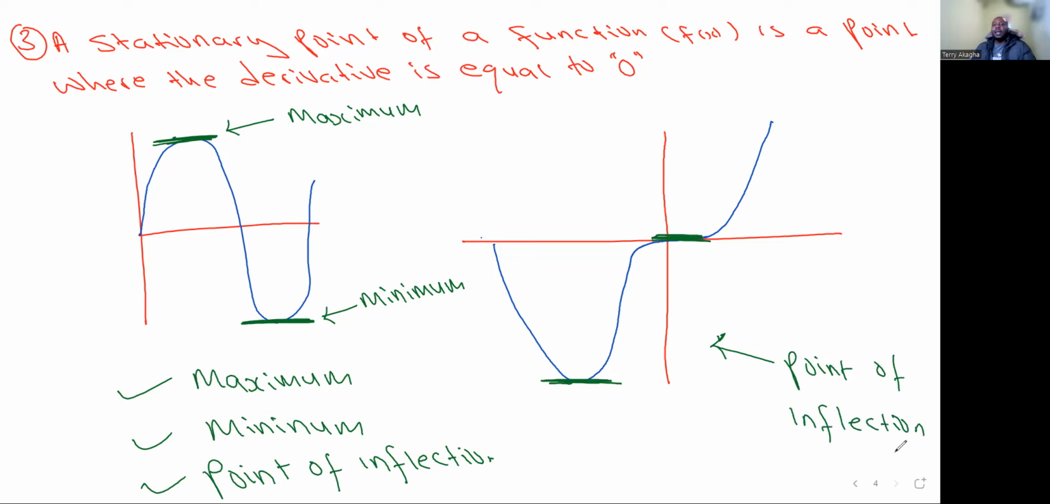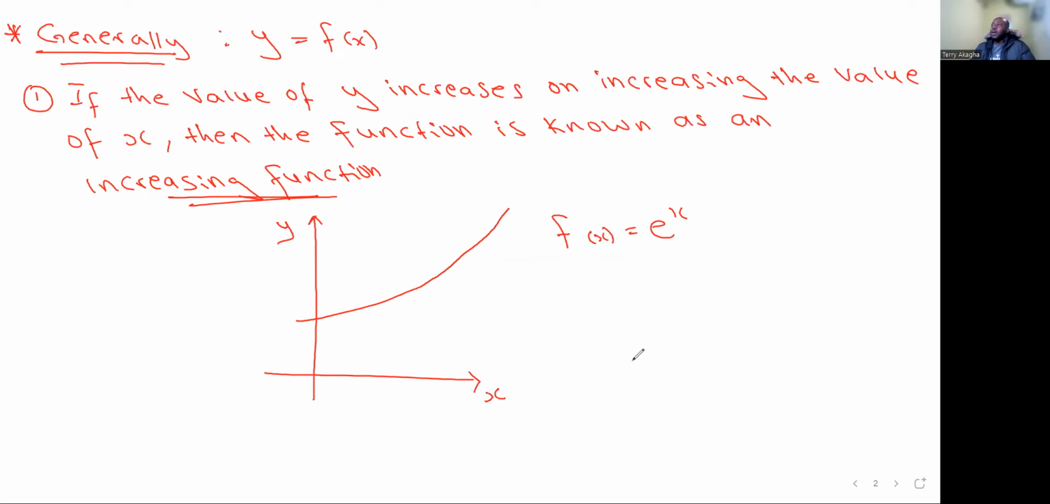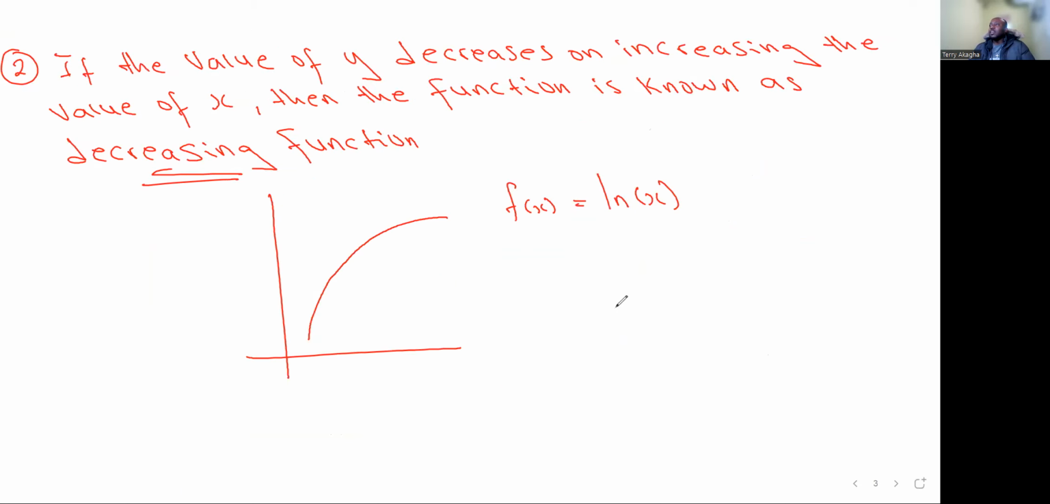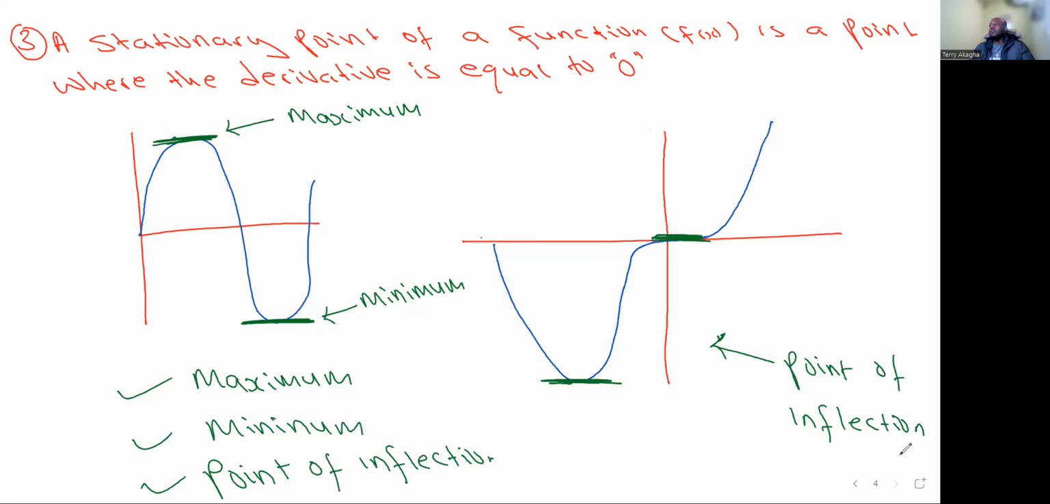All right, and that is that for that. So basically, there are three types. When you have an increasing function, it means that dy over dx is greater than or equal to 0. For a decreasing function, dy over dx is less than or equal to what? 0. The same thing for a stationary point, dy over dx is equal to what? 0. Okay, and that is that for that.